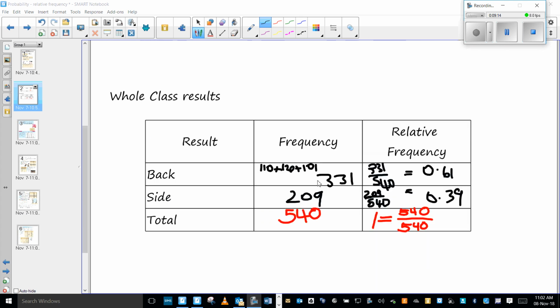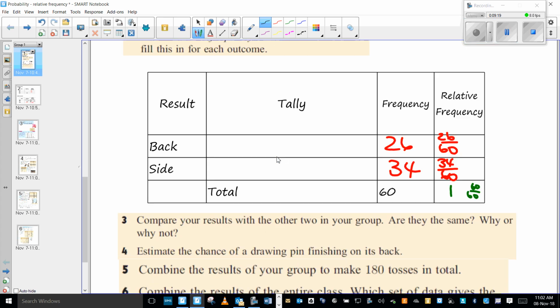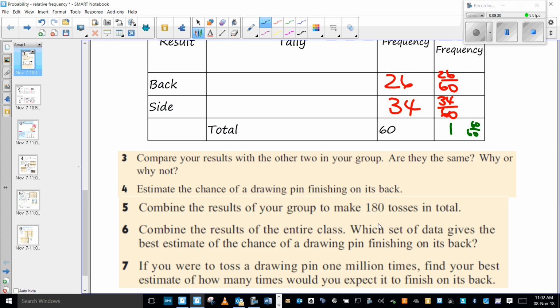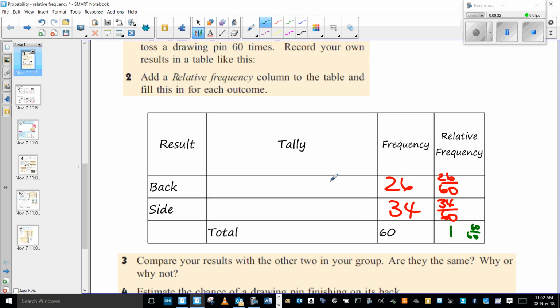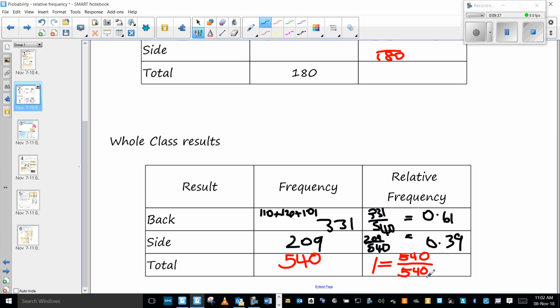So going back to the questions, we've combined up. It says, which set of data gives the best estimate of the chance of a drawing pin finishing on its back? Is it your individual, is it the small group, or is it the class results? Which is the best estimate, and why? Georgie? Good. The class results because there's more data.